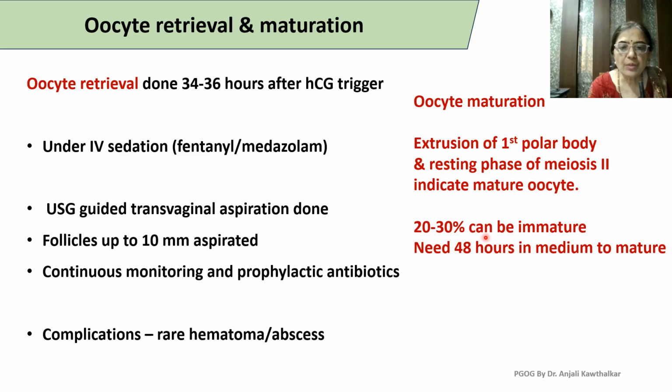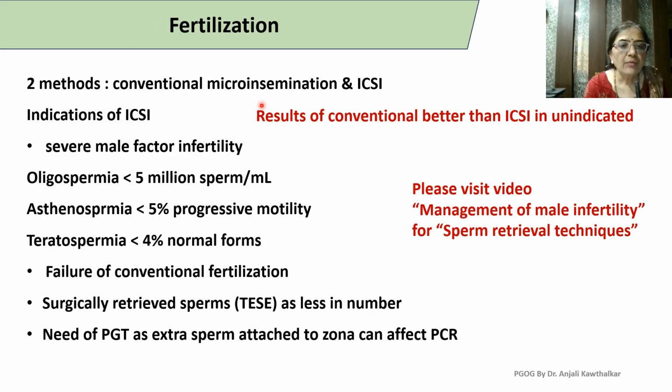That indicates that a mature oocyte is present. 20 to 30% of the retrieved oocytes can be immature, and they need to be kept in the medium for another 48 hours for the extrusion of the first polar body and to become mature. Once the oocyte is mature, then we proceed with fertilization. Two methods are there. One is conventional microinsemination and the other is intracytoplasmic sperm injection.